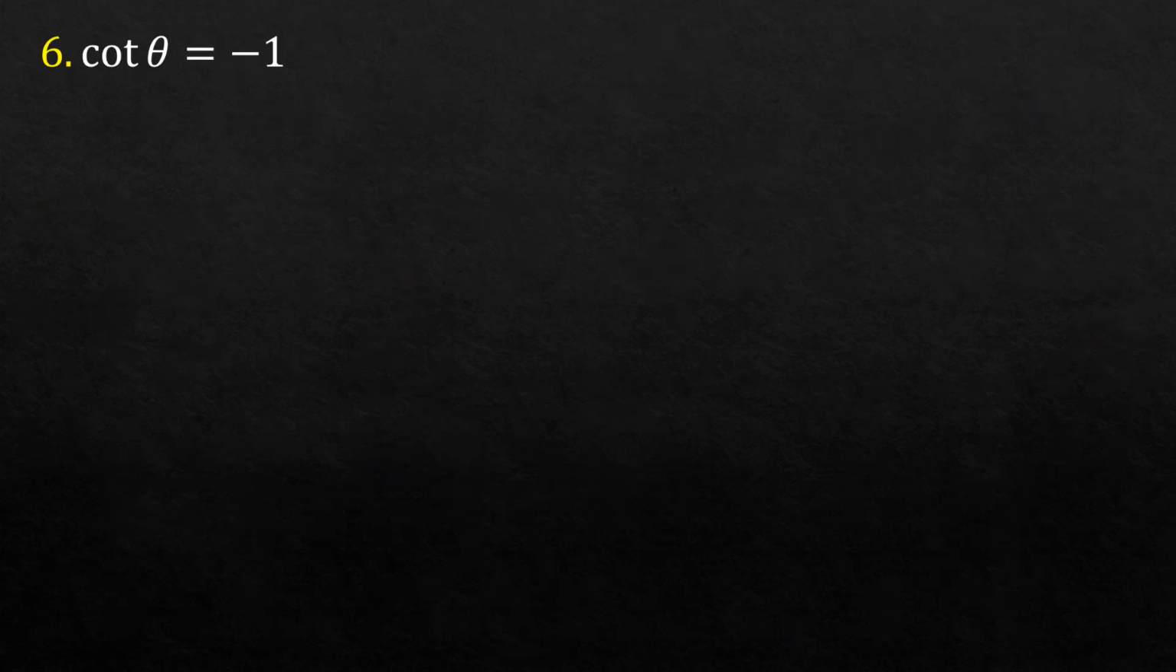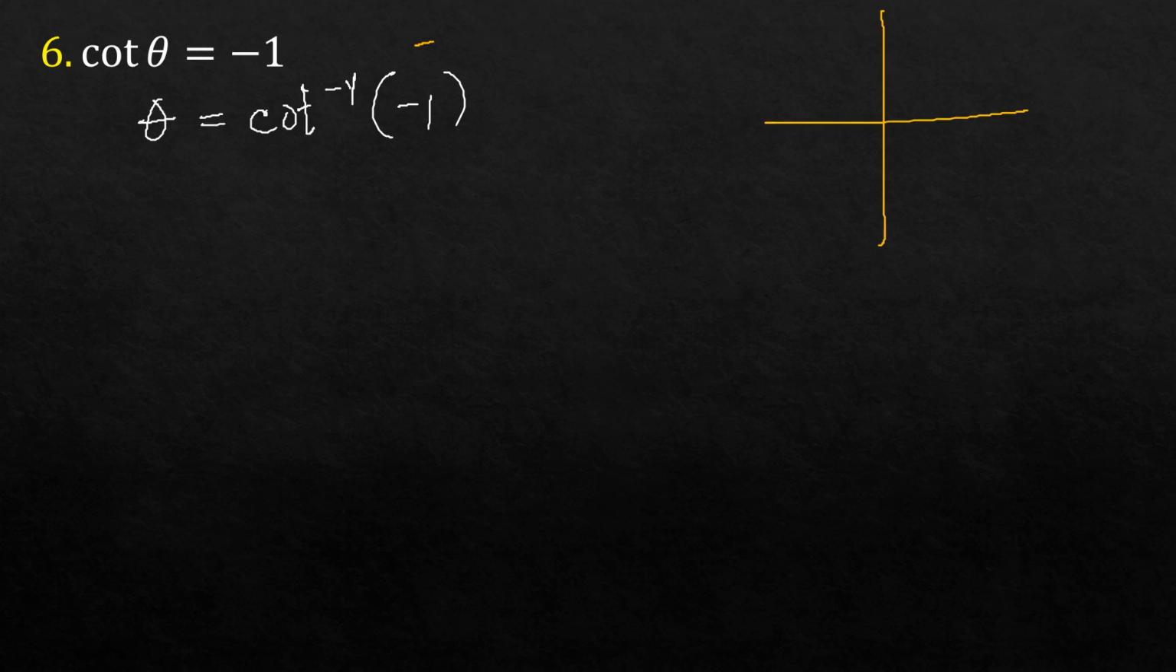So for the next problem, cotangent theta is equal to -1. You need to write it again: theta is equal to arc cotangent of -1. As stated, that is negative. Therefore, on the xy plane, it is quadrant 2 and quadrant 4 that can provide us a negative value for cotangent. In quadrant 2 we have negative, positive, and in quadrant 4 we have positive and negative. These two will provide a negative value for cotangent.